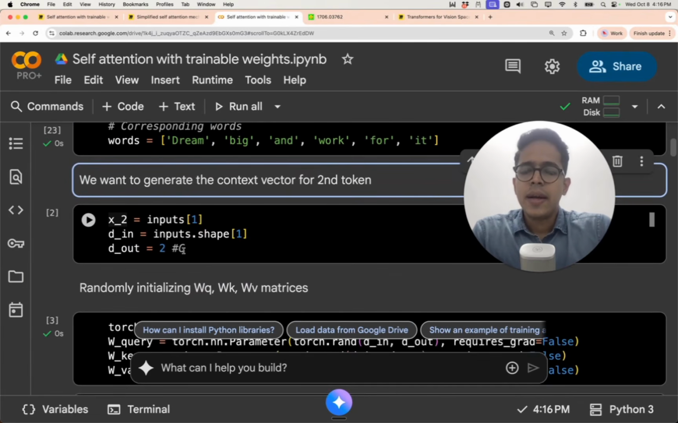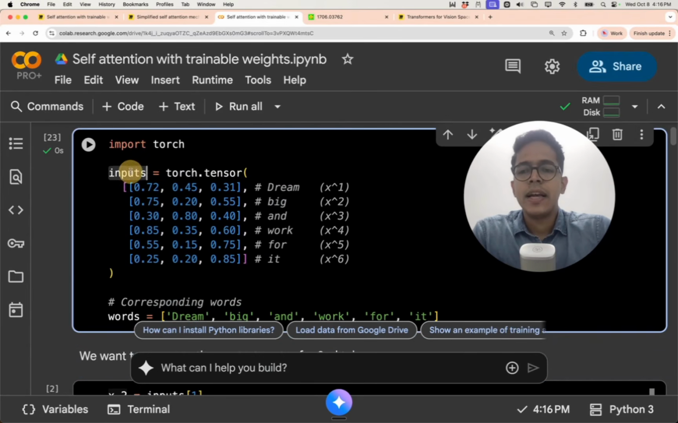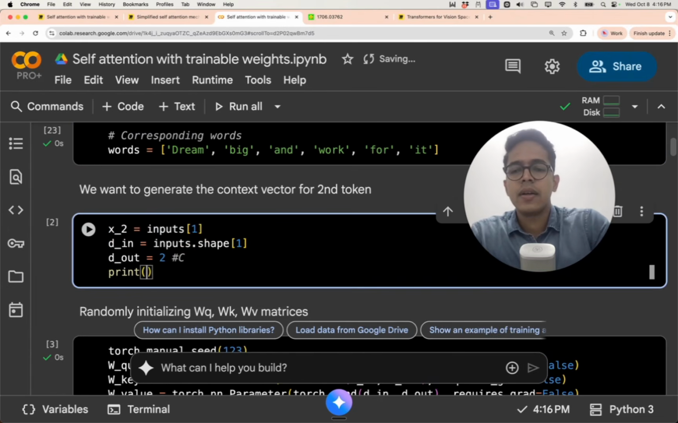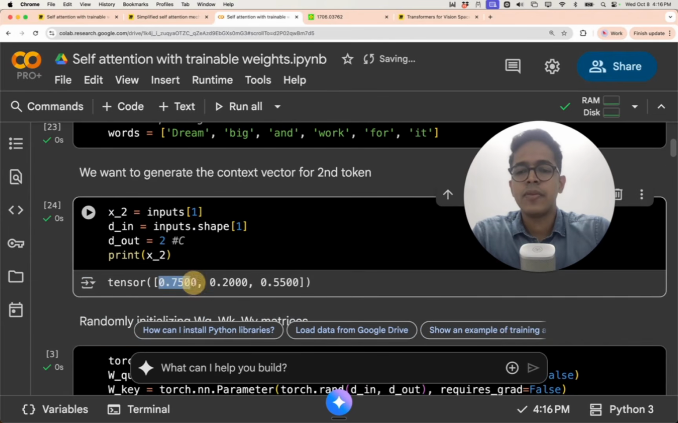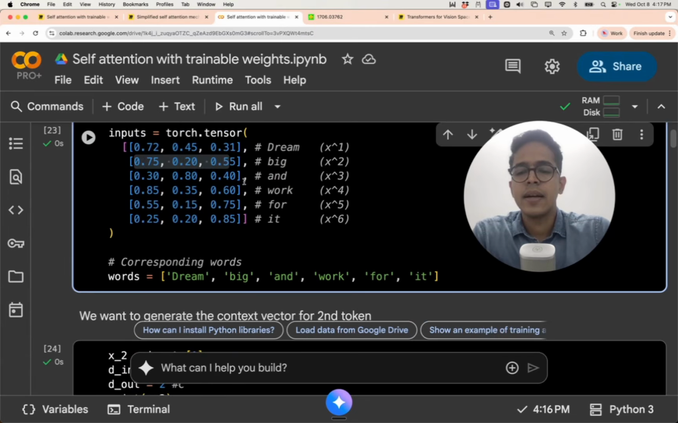Now, if I want to get the vector corresponding to, let's say, the second word in the sequence, which is big, I just need to say inputs of 1 because Python indexing starts from 0. So inputs of 1 is the vector corresponding to the second token. So if we say print x_2, we can see that vector. So 0.75, 0.2, 0.55, which is exactly this guy, right?